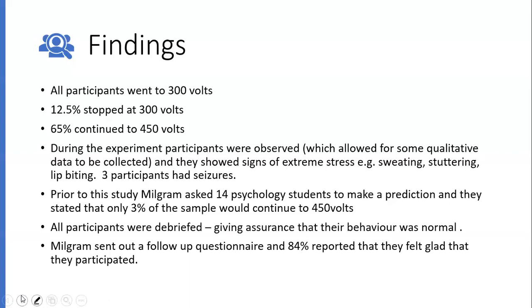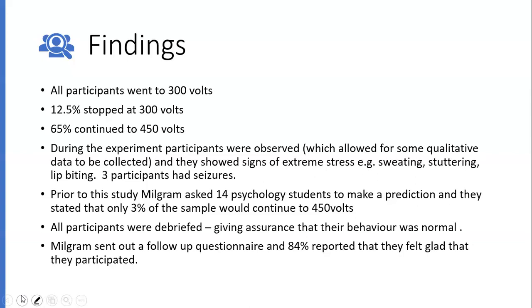These findings actually shocked America, because America thought that Germans were bad people. Biologically, they were bad. But this showed that normal, everyday American men would actually harm somebody, because all of them went up to 300 volts, just because they felt that they had to, because there was a legitimate authority there. So really, this was socially sensitive research for its time. Again, that would be a nice AO3 there, talking about social sensitivity of the research.